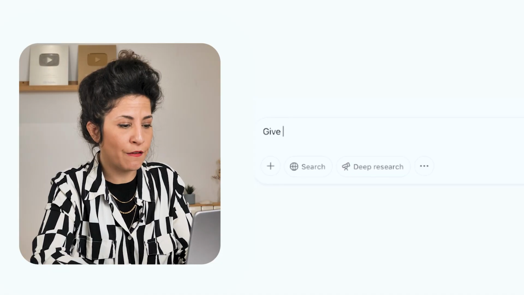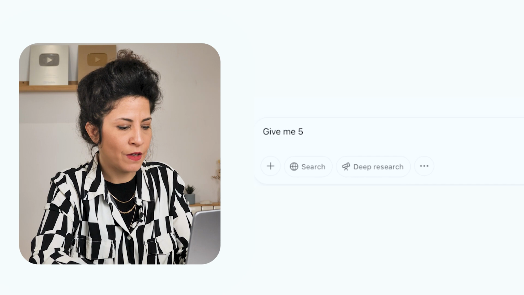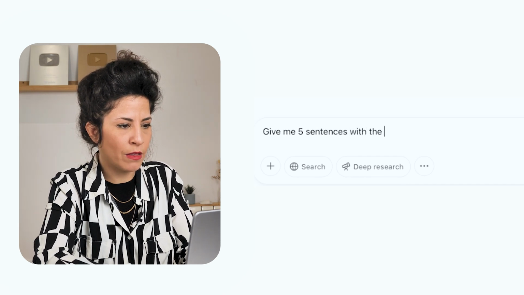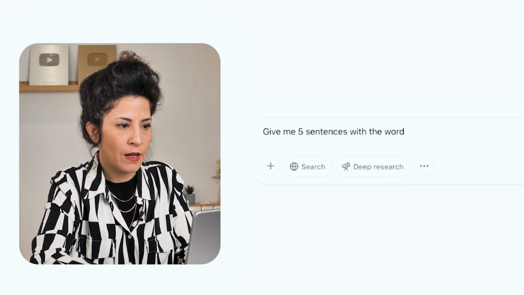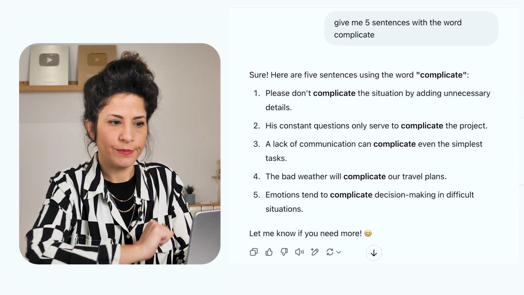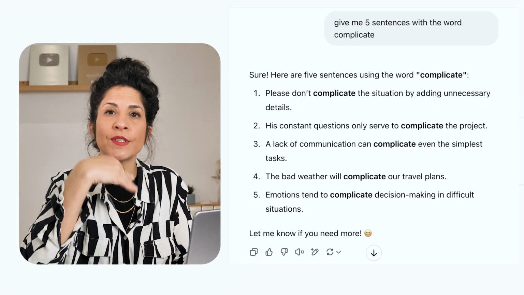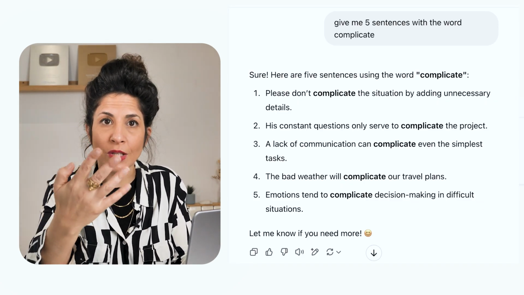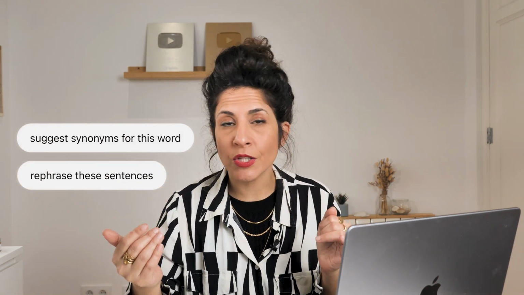And then you can also ask it for more examples, like give me 5 sentences with the word complicate. And then you get a list of words, and then you can say it out loud. You can practice along with it. So this is one way to practice your vocabulary. You can also ask it to suggest synonyms for certain words or rephrase a certain sentence using synonyms for specific words.